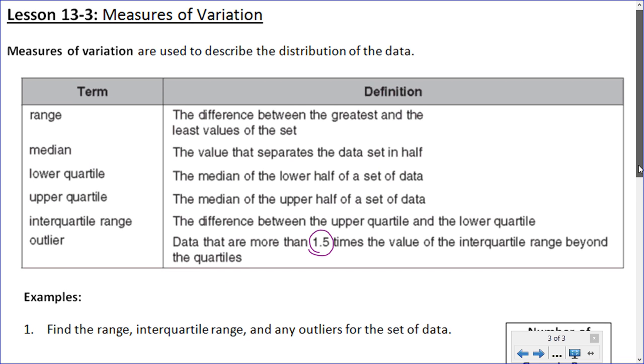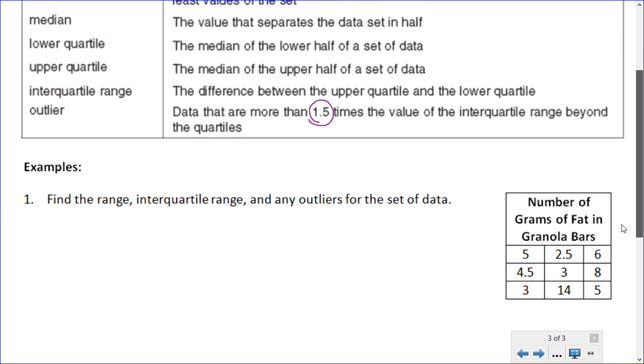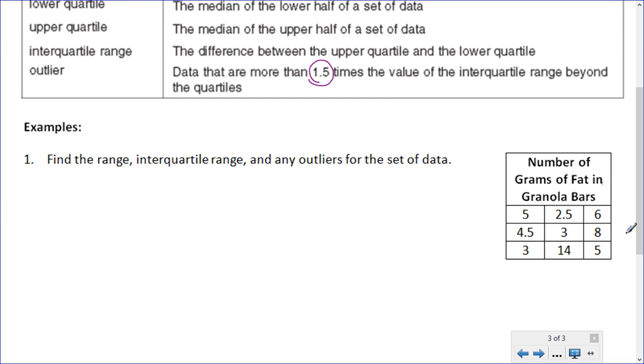Okay. All right, so let's take a look at example 1. We want to find the range, interquartile range, and any outliers for the set of data. Okay, so to find the range, we would need to find the smallest and biggest number. And because we're going to find the interquartile range, which means we'll need the median and the lower and upper quartile, let's go ahead and just start by listing these numbers in order.